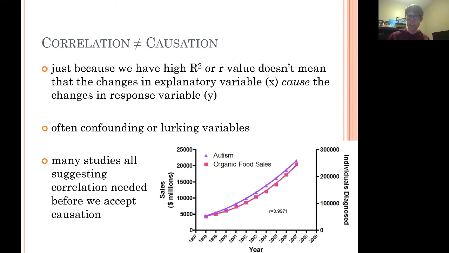We can't necessarily step into those bounds because sometimes there are confounding or lurking variables, or we want to be able to replicate the study more and more. The more we can replicate the study, the more likely it is that we can get causation versus association or correlation. So just be very mindful of that. We don't want to overstep if it's just a singular kind of study.